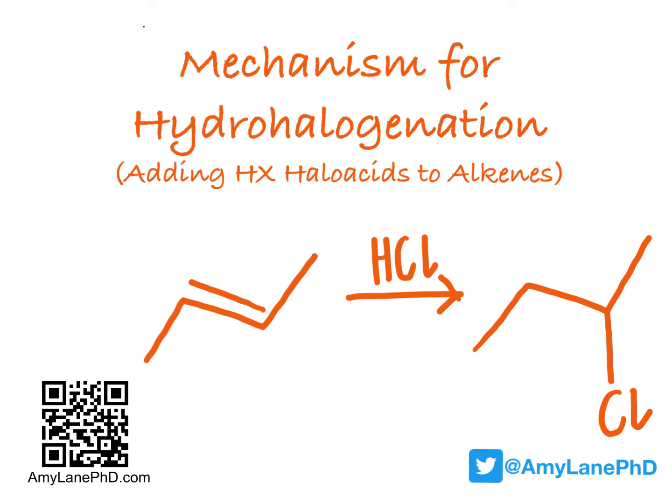In that last video, we learned how to predict the product of these reactions for some simple symmetrical alkene molecules. Now we're going to look a bit deeper by exploring how the reaction occurs, with our example focusing on the reaction called hydrohalogenation, where we're adding a hydrogen, hence hydro, and a halogen across the carbon-carbon double bond. So we're adding HX haloacids to our alkene molecules in this case.